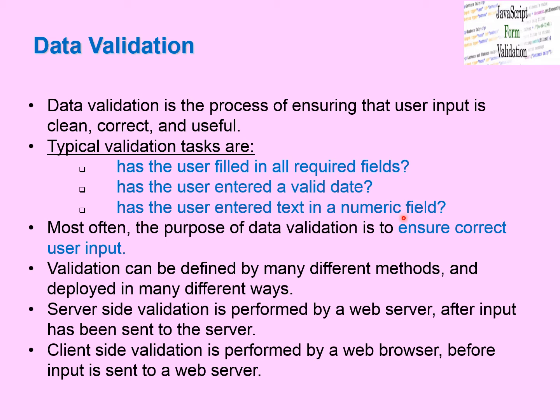For example, if a field like age or a phone number should be expressed in terms of numbers, it should be expressed in numbers. If the user inputs some other characters, this type of validation function can generate an error, or it can generate an alert box to alert the user while entering the data. So this type of validation task can be performed using JavaScript.